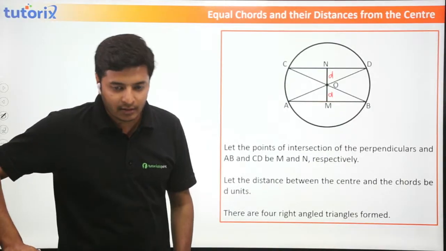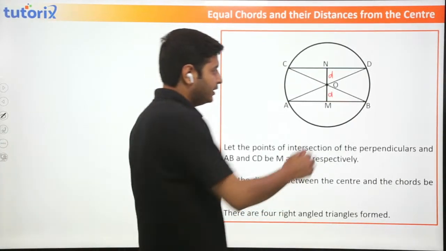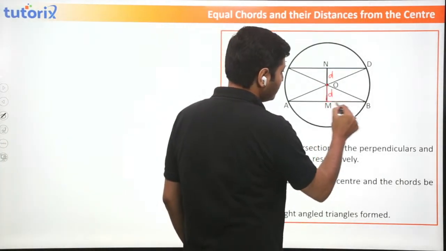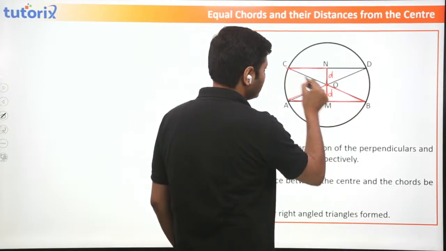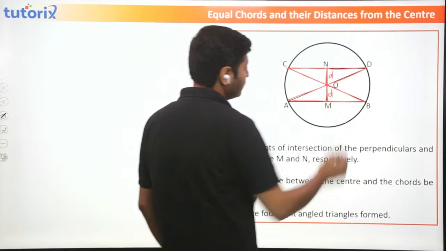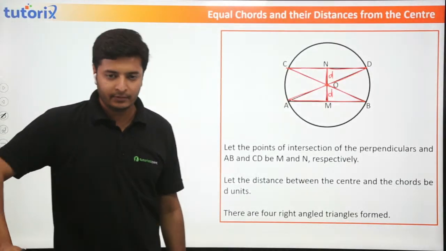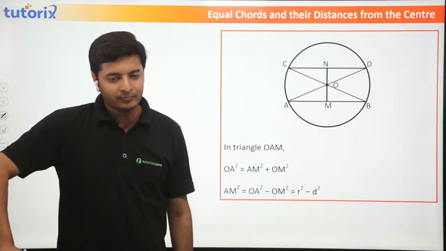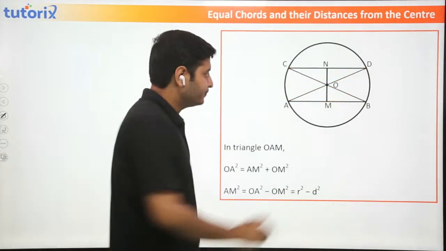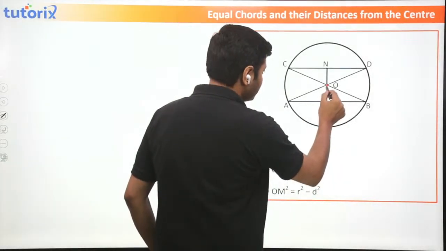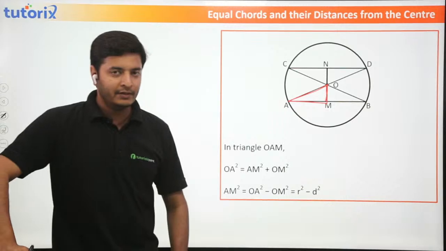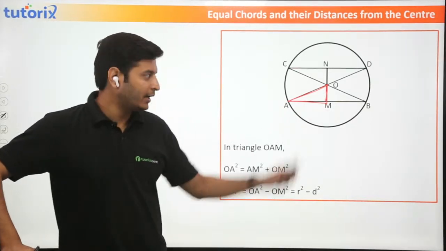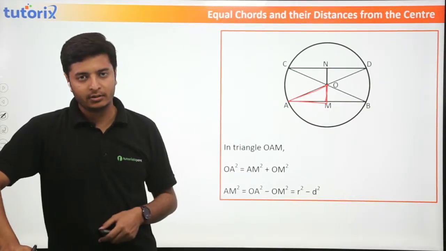There are four right angle triangles formed. Can you see all four of them? First, second, third, and fourth. All four of them. Now, in triangle OAM, this one, let me highlight this one, we can apply Pythagoras theorem, as it is a right angle triangle. So, of course, Pythagoras theorem.